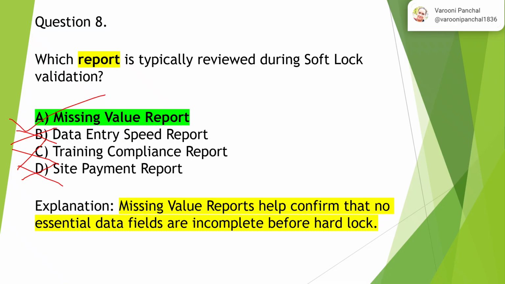Now why is it the missing value report? Because whenever you're doing any soft lock validation, you need to ensure that the report is conducted for all the missing values. That helps to confirm that no essential data fields are incomplete before hard lock. So if there are any situations where the site is able to give you the value for all those missing values, then it makes sense to collect that data.